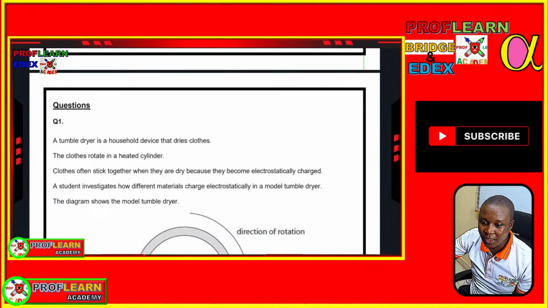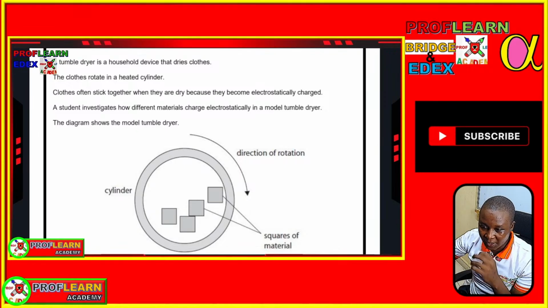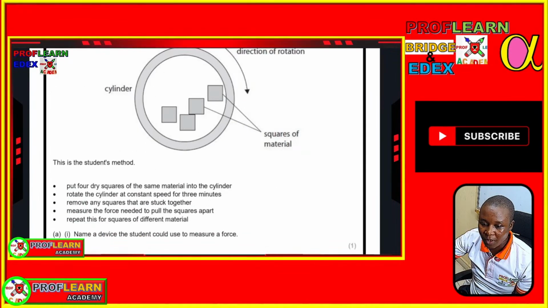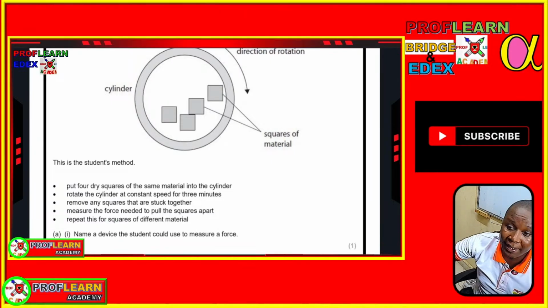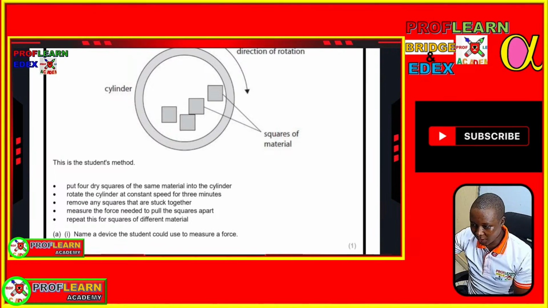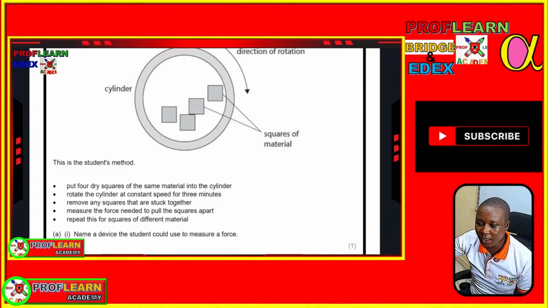We are told that a tumble dryer is a household device that dries clothes, and we are supposed to answer various questions. In the diagram, we have the squares of materials and we have the cylinder, which has a rotational motion. We are supposed to name the device the student could use to measure the force. An instrument that can be used to measure force is basically called the force meter or the Newton meter.